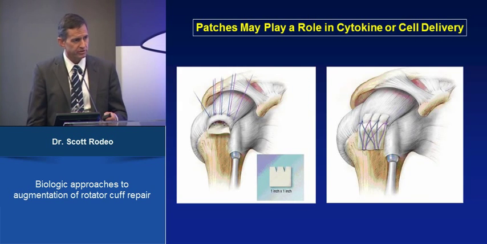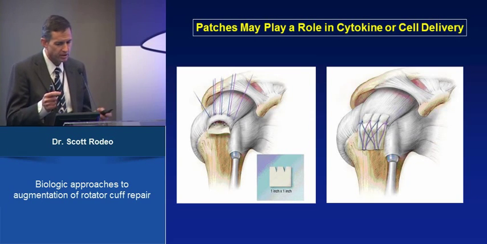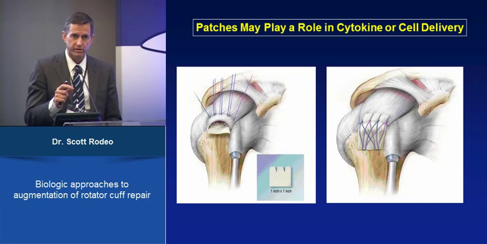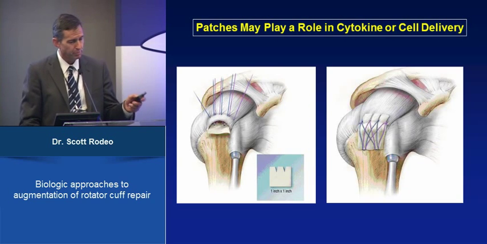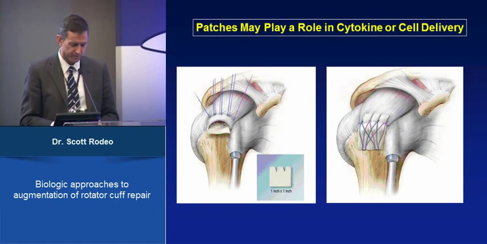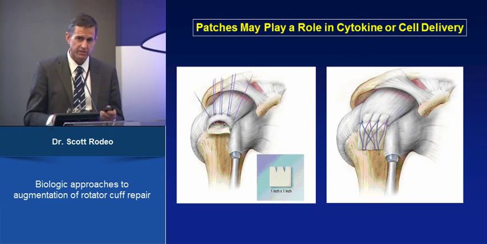Patches, I won't spend much time on this, but these extracellular matrix materials that have been used to augment repair, I would submit to you they may be used as a delivery vehicle for either cytokines or cells. At the end of the day, the best approach may be to combine patches, maybe plus PRP, plus cells. We need further data to figure out how to do this, but these patches by themselves haven't been highly effective, but perhaps they can serve as a carrier vehicle for cells or cytokines.